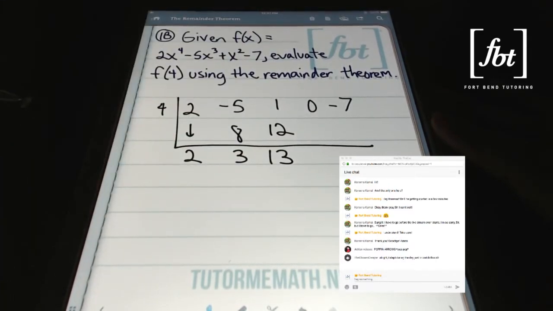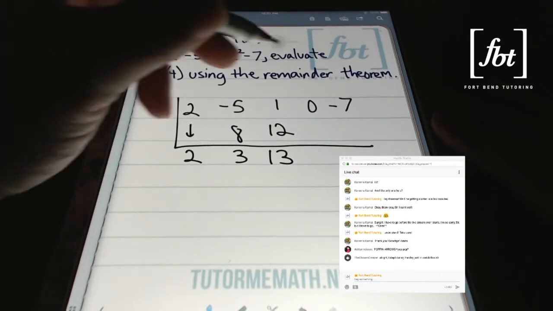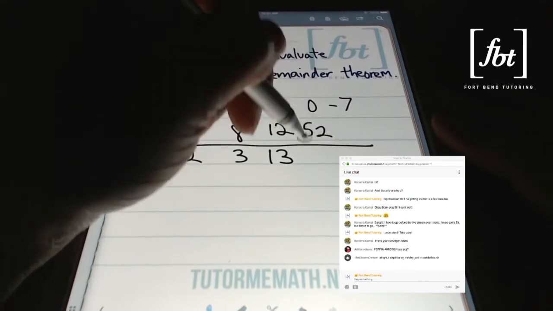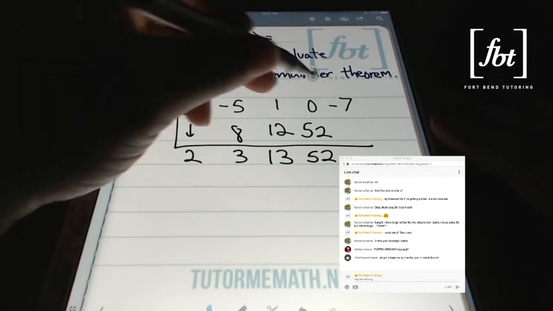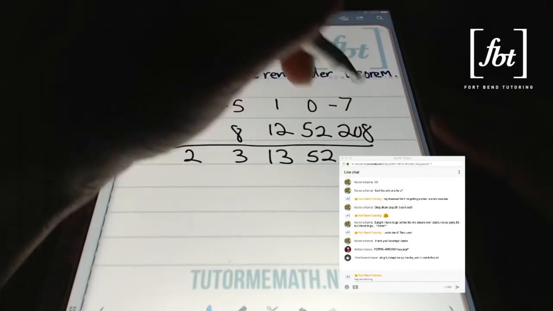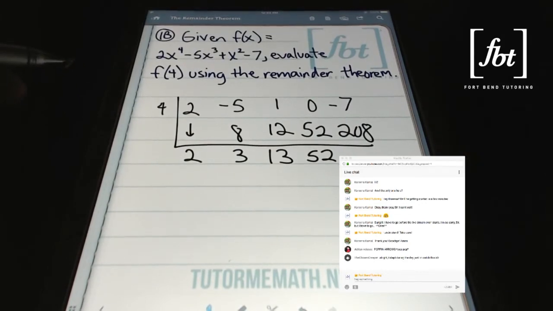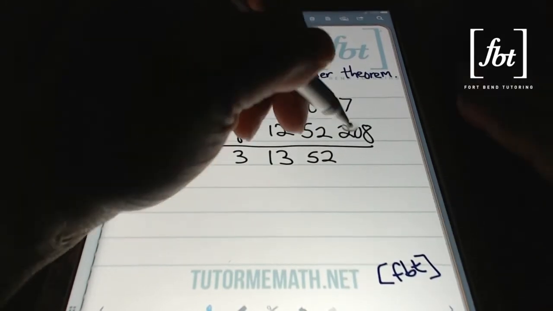Excuse me, 13 rather. And then 4 times the 13 gives us 52. Bringing down that 52 here. Then we'll have 4 times 52, which is going to be 208. And then combining negative 7 and 208, guys, you're going to end up with 201.